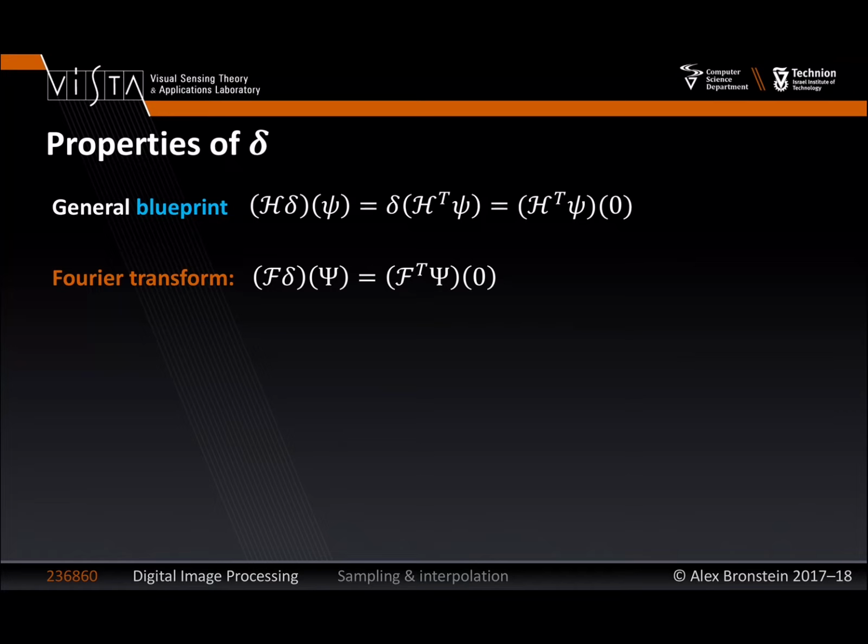Let's see the Fourier transform. Okay, what happens with the Fourier transform? So let's take the Fourier transform of delta. It's of course defined as the transpose of the Fourier transform acting on the test function evaluated at 0. And here I'm writing the test function as capital psi, just because I will think of it in the Fourier domain.